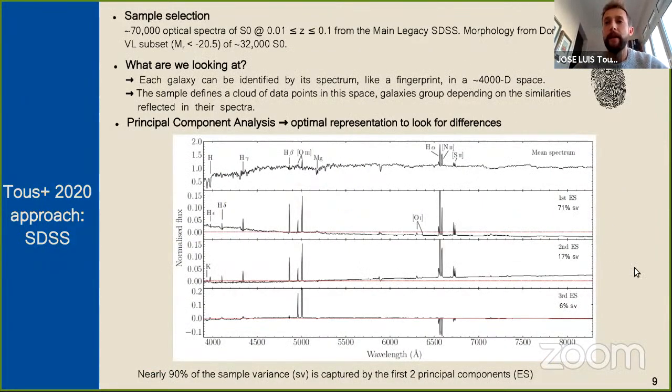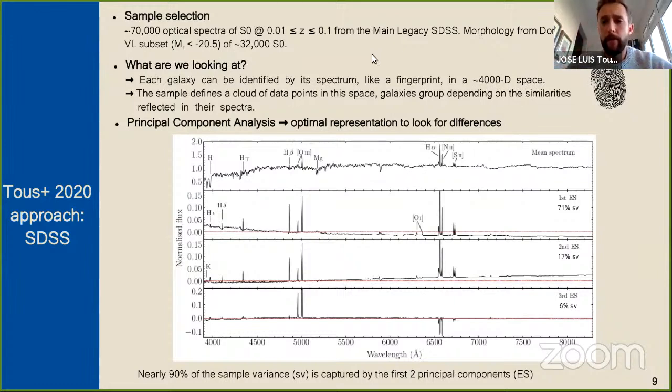So let's talk about our approach in 2020. We analyzed a large sample of optical spectra of lenticular galaxies, nearby galaxies with redshifts below 0.1. And we took the morphologies from the classification by Domínguez Sánchez 2018. And thanks to those large numbers, we were able to build a volume limited subset of 32,000 S0s, which gives consistency and robustness to our statistical results.